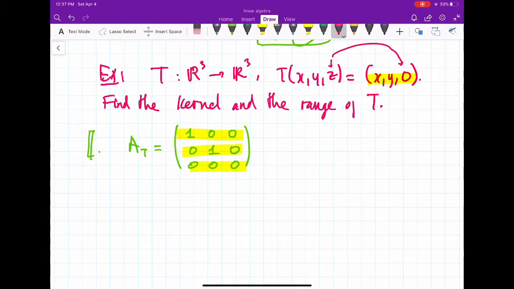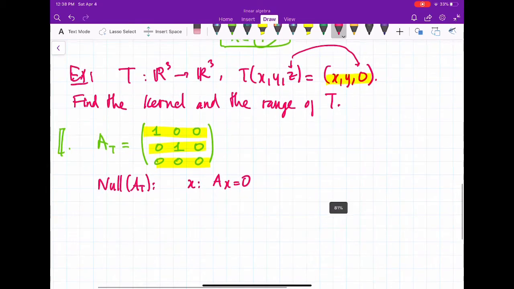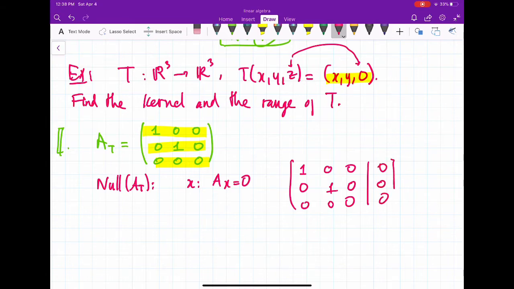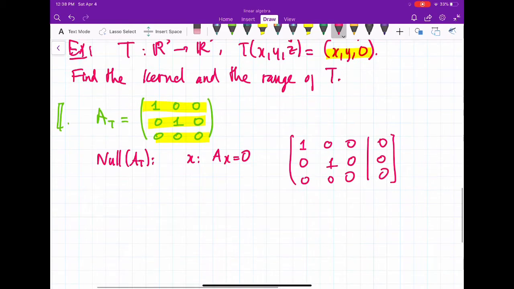So you just need to find the null space of A_T. What is that? That is all x such that Ax equals 0. So basically, you need to solve the system of linear equations: [1, 0, 0; 0, 1, 0; 0, 0, 0] times x equals (0, 0, 0). It is a homogeneous system, and you already have the reduced row echelon form, which is perfect.